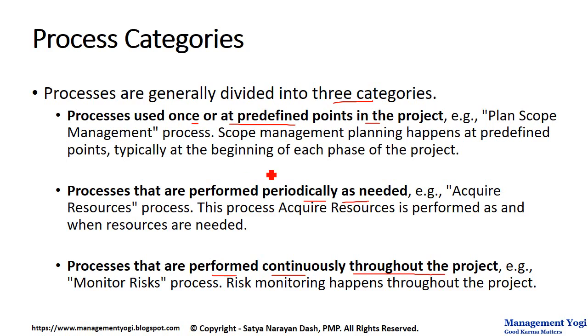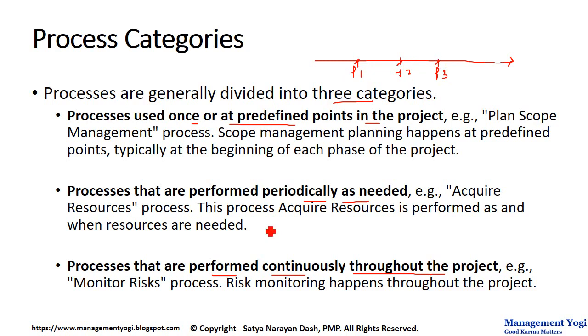So first one is the processes used once or at predefined points in a project. For example, we have a process called Plan Scope Management in the Scope Management Knowledge Area, and it belongs to the Planning Process Group. The scope management planning happens at predefined points, typically at the beginning of each phase of the project. So if I have a project life cycle, and I have various phases, say phase 1, phase 2, phase 3, like that, at the beginning of every phase, the scope management plan will be redefined.